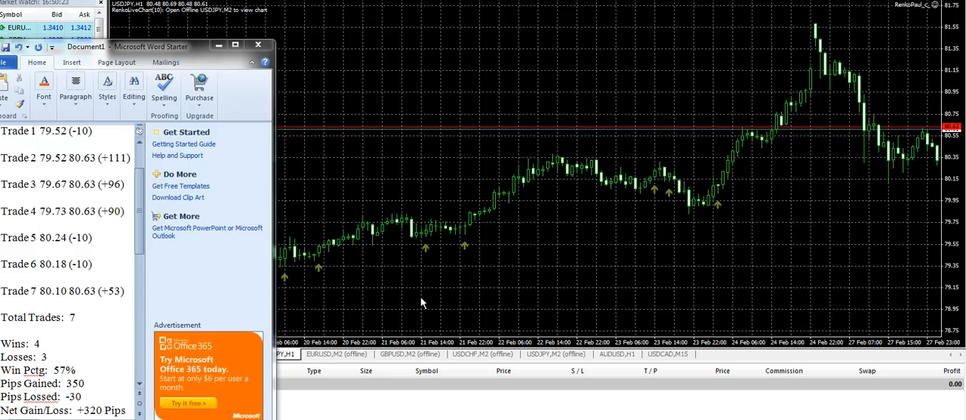I want to show you a couple things today. I want to show you our swing indicator through one whole week of trading. This was from Monday, February 20th all the way to the end of the week, last week on the USD JPY.